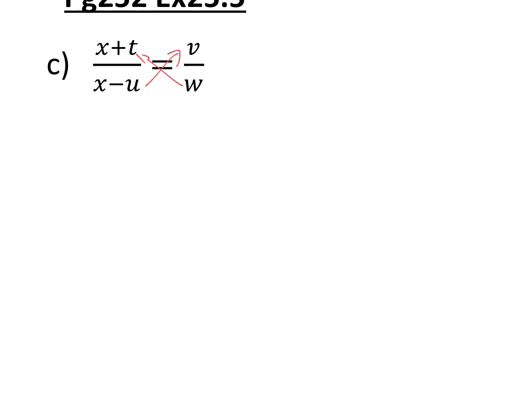So the left hand side would be w times the x plus t. W times x is wx, w times t is wt. On the right hand side we've got v times x minus u. So v times x is vx, and v times minus u is minus vu, or minus uv.